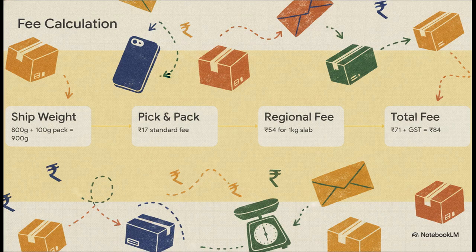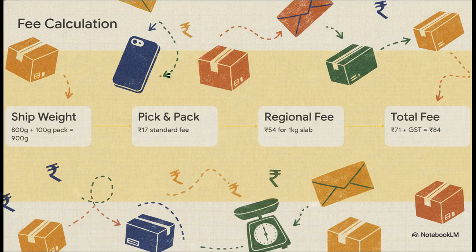Step 2, we add the pick and pack fee. For an item this size, let's apply the standard 17 rupees. Step 3, we determine the weight handling fee. For a 1 kilo slab shipped regionally, the fee sits at 54 rupees. Step 4, we calculate the grand total. 17 rupees for pick and pack plus 54 rupees for shipping equals 71 rupees. When we add the mandatory GST on top of the whole shebang, the total Amazon Fulfillment Center fee comes out to approximately 84 rupees.